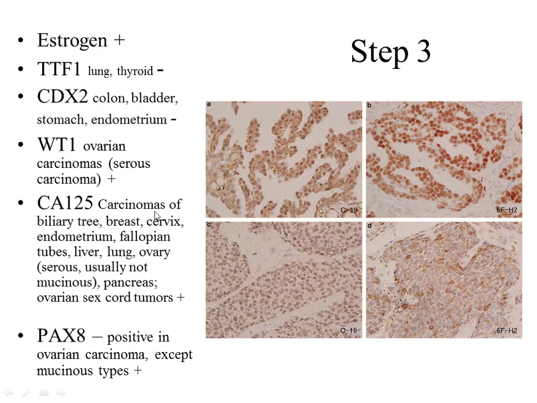CA125 normally gives a positive reaction with biliary tree tumor, breast tumor, cervix, endometrial, fallopian tube tumors, liver, lung, and ovary, pancreas. And the last, PAX8, normally positive in ovarian carcinoma except in serous type.